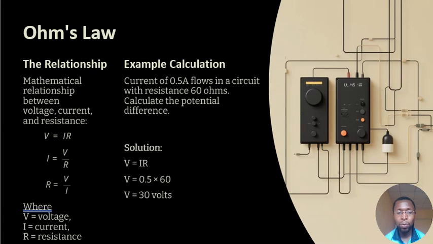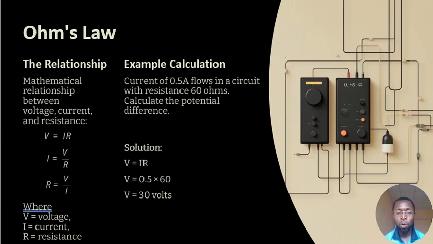So here is an example. We have to calculate: here we have a current of 0.5 ampere flowing in a circuit with resistance 60 ohms, and we have to calculate the potential difference. The potential difference is represented with the letter V, the electric current with letter I, and the resistance with letter R. So in this question, we are given the current I to be 0.5 ampere, and the resistance, capital R, to be 60 ohms. Then we have to find the potential difference, which is our V.